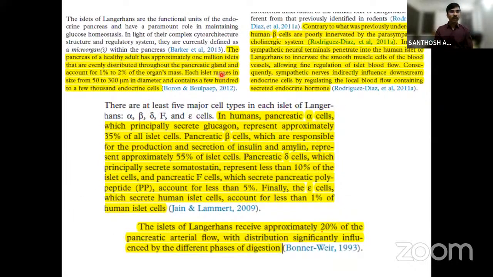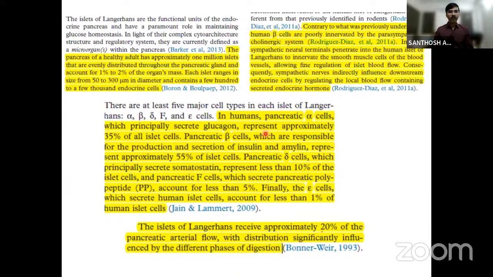See, the pancreas of a healthy adult has approximately 1 million islets evenly distributed throughout the pancreas. This is not like beta cells moving towards the tail; that is only in rodents. But in normal human beings, they are equally distributed in the pancreatic gland and form only 1 to 2% of the organ mass, and each islet ranges between 50 to 300 micrometers. Okay, and the islets receive approximately 20% of the pancreatic arterial flow, with the distribution significantly influenced by different phases of digestion.